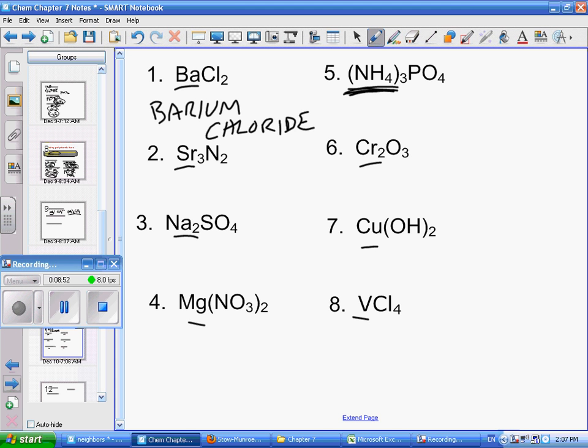All right, so I look up on my ion sheet. Strontium is a metal. Strontium nitride. Okay, naming number 3. I find sodium sulfate.